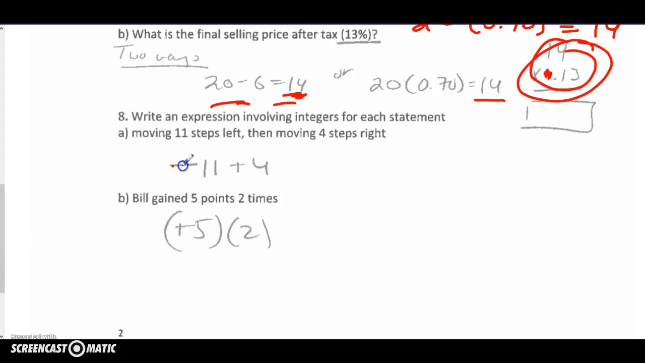This question here, I go left 11, that's negative, and then positive 4. 5 times I gain 2. 5 times 2 is that.